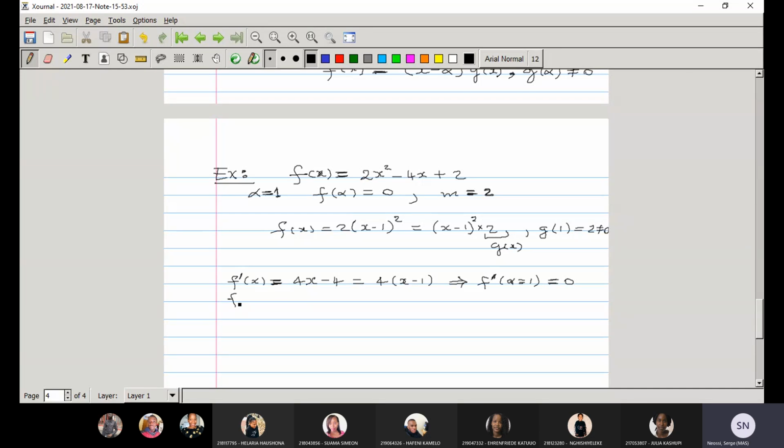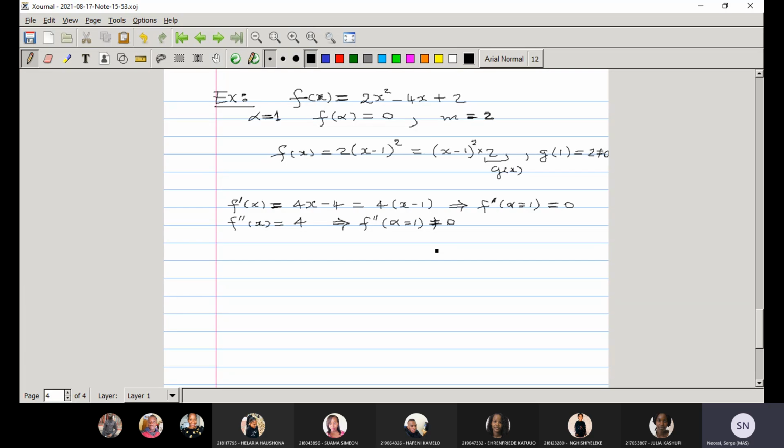But now if I differentiate 2 times, 1, 2, then it gives me 4. So from here, f double prime of alpha, alpha being 1, is not 0. So now what is this? This 2, the second derivative, is equal to the multiplicity.